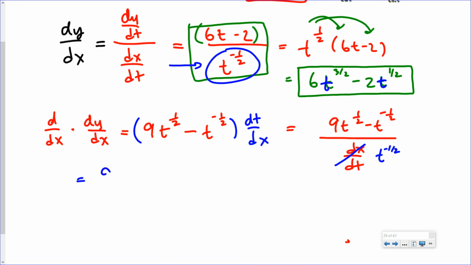So this is 9t to the 1/2 divided by t to the negative 1/2, minus t to the negative 1/2 divided by t to the negative 1/2. I'm just doing common denominators. Okay, 9 divided by 1 is 9.